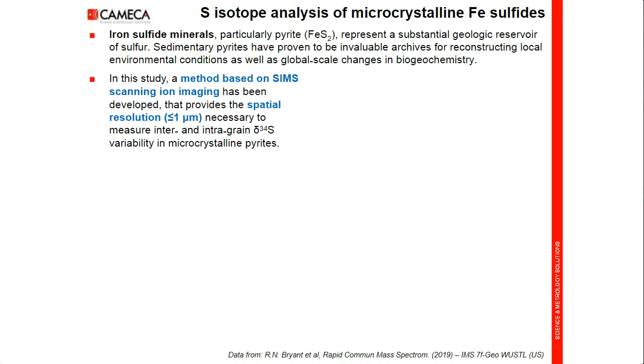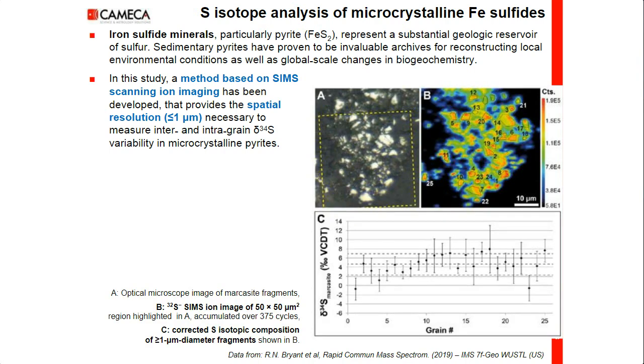We see here the published results. In A, the optical microscope image, and in B, the SIMS scanning ion imaging obtained over a field of view of 50 by 50 micrometers square. In C, we see the corrected sulfur isotopic composition for the fragments shown in B.